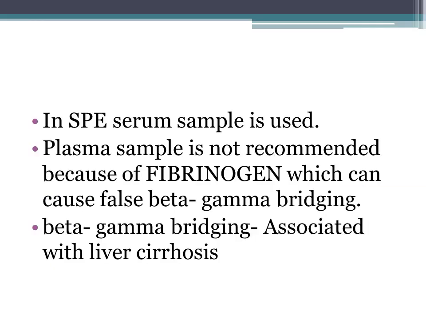In standard protein electrophoresis or SPE, serum sample is used. Plasma sample is not recommended because of the presence of fibrinogen, which can cause false beta-gamma bridging. The beta-gamma bridging is associated with liver cirrhosis. So paki-remember, wala na pong fibrinogen ang serum because na-consume na siya during clotting. So that's why serum is used, because wala siyang fibrinogen, which can cause false beta-gamma bridging.